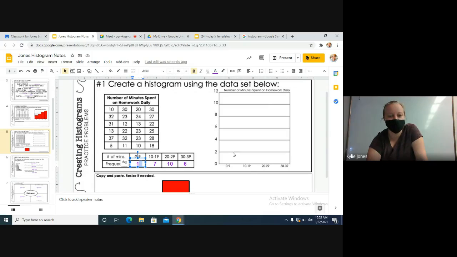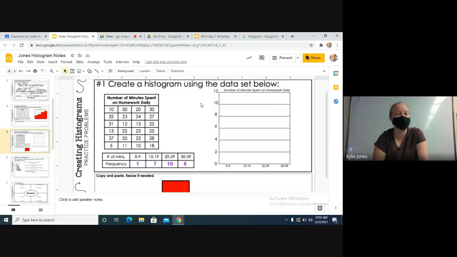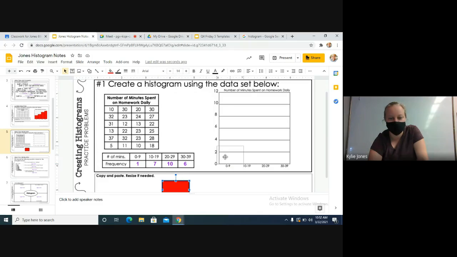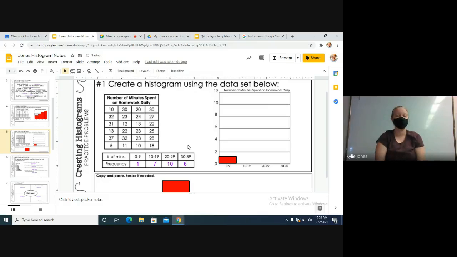So let's start with 0 through 9. How many kids spend between 0 and 9 minutes on their homework? 1. So we need to move that over here. I'm going to make it a little bit smaller this time. Now the issue on this is it goes by 2s. How do I know where the 1 is? Good. Go in the middle of 0 and 2. It's directly in the middle. Also, I did get it right. There's 1. One kid spends 0 to 9 minutes on their homework.